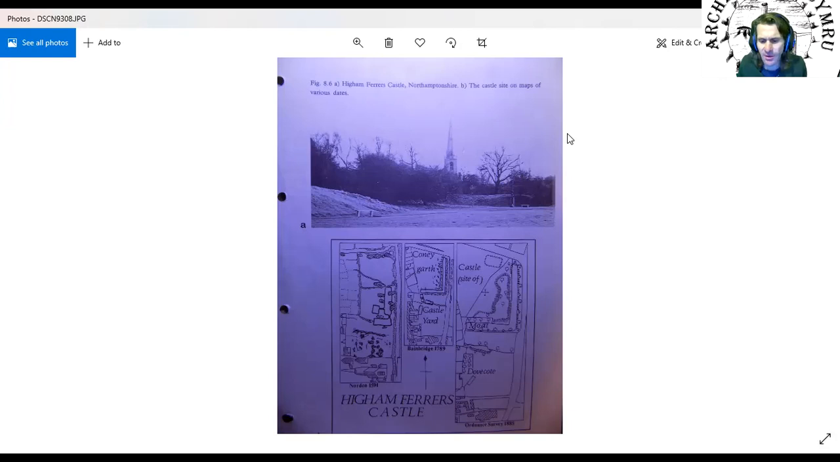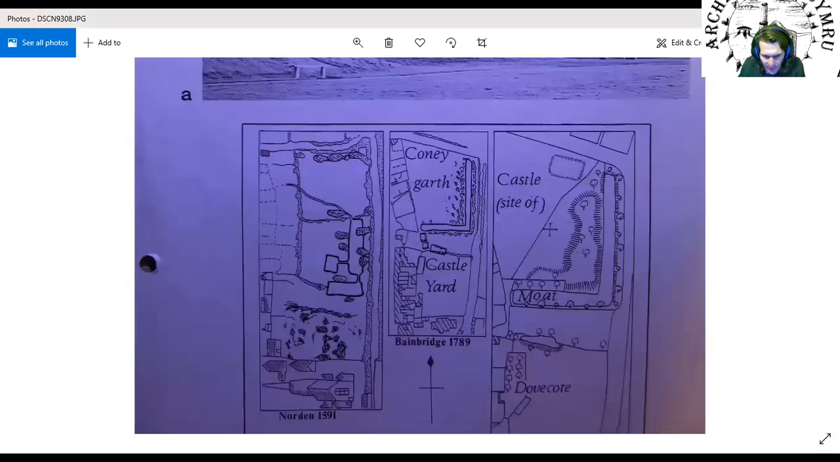Can I stop you there? What you're saying is it might not be a castle at all. It might be a monastic grange. Yeah, I think so. And why not? Who's to say the castle was there? That is a brilliant question of maps. Yeah, exactly. That's brilliant.